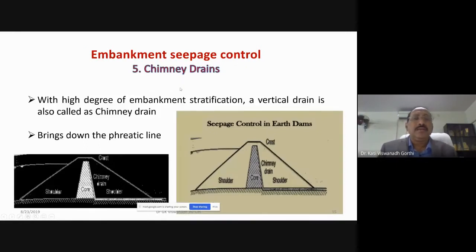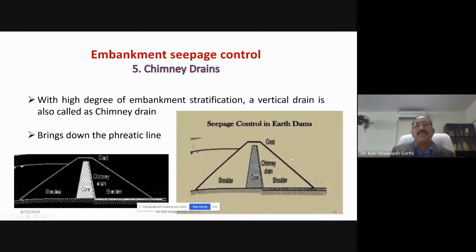Fifth one is to provide the chimneys. Chimney drains are very popular in earth dam sections to control the seepage. So where is this chimney drain provided? Just adjacent to the central core portion, you may notice this chimney drain. This chimney drain is provided vertically from the central core, extending like a horizontal filter towards the toe. So this is the chimney drain which is provided.